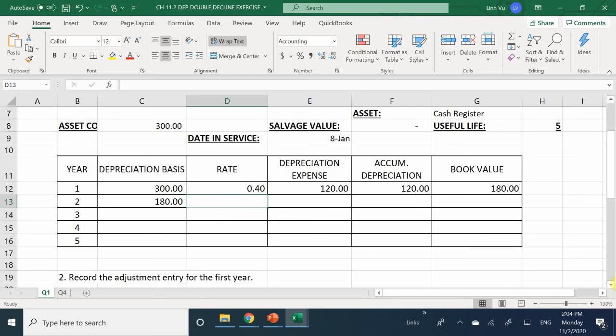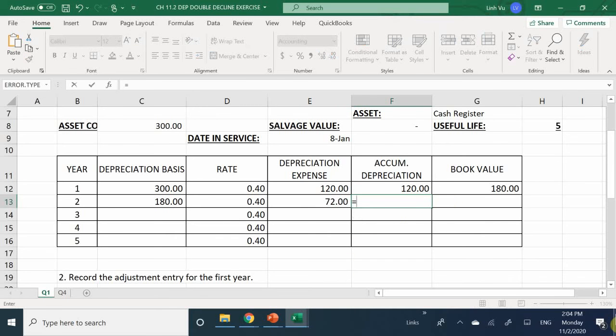So what do I know about my rate? It stays the same, right? It stays the same all the way through. So there you go, 40% all the way down. All right. So what's 180 times 40%? $72. Okay, good. And what is my accumulated depreciation going to be?